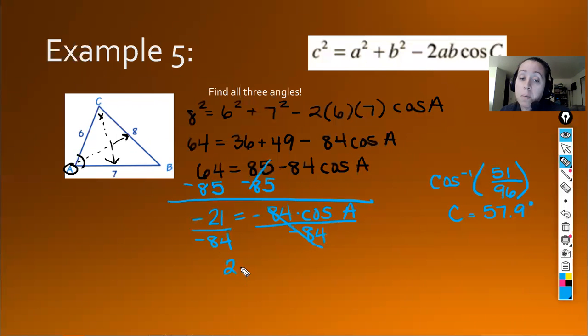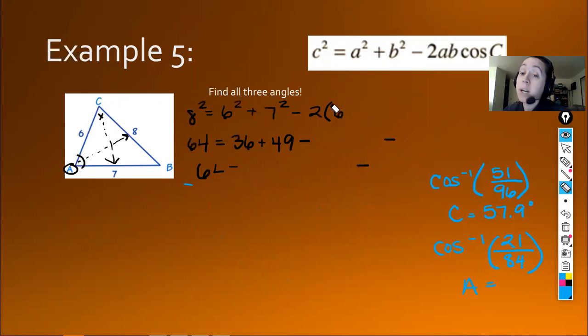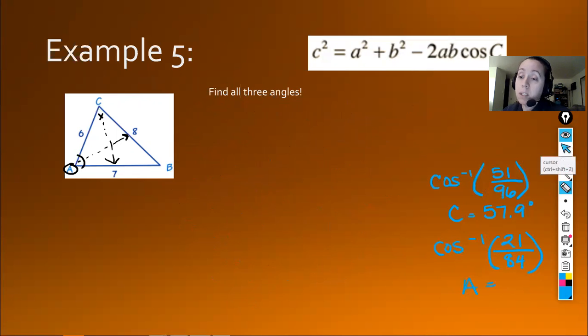So we are left with positive 21 over 84 equals cosine of A. And that means I'm going to do the inverse cosine of 21 over 84. And that'll tell me angle A. So it's a lot of plugging it in and then recognizing when it's either a two-step equation or a lot of just simplifying. Basically, if you need to find the angle using the law of cosines, you're going to have to do the inverse cosine.